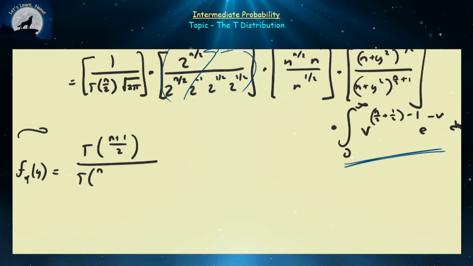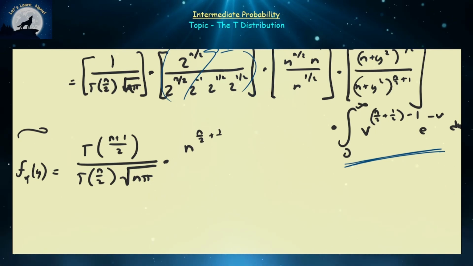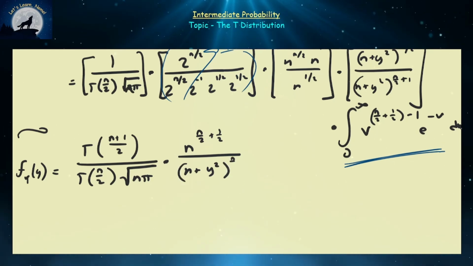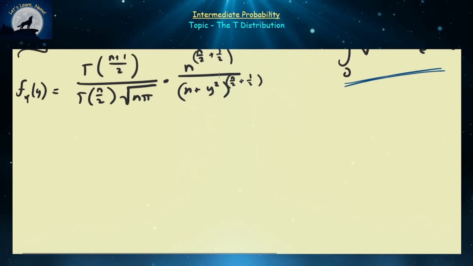And then we're going to have gamma n over 2 times the square root of n pi. That's n pi, not 2 pi. And then let's look at our n coefficients, just the n coefficients on the top. In particular, n to the power of n over 2 plus 1 over 2 all over n plus y squared all to the power of n over 2 plus 1 over 2. Notice that they have the same exact exponent, which means you can combine those fractions, simplify, throw a negative sign on the top, and then you're going to have f of y.